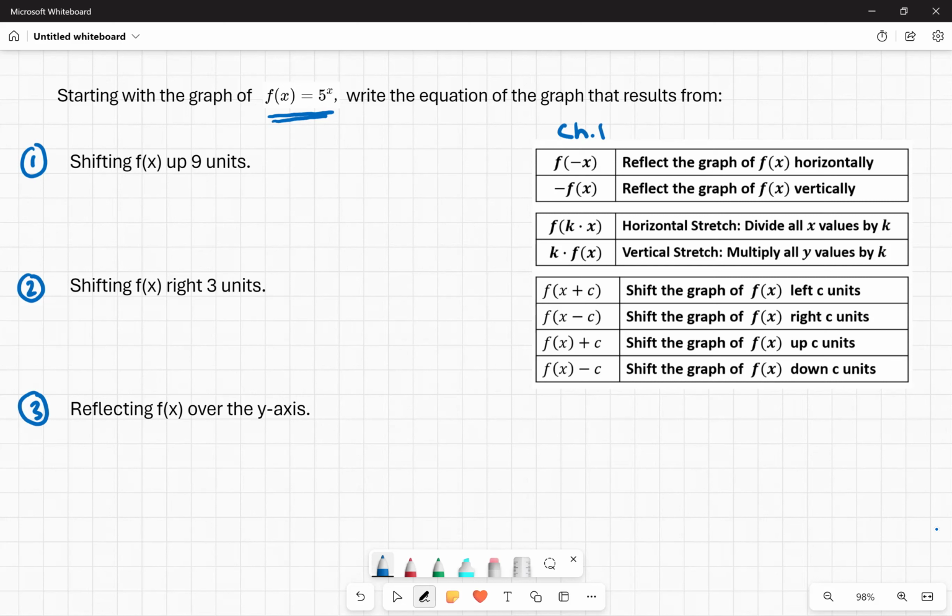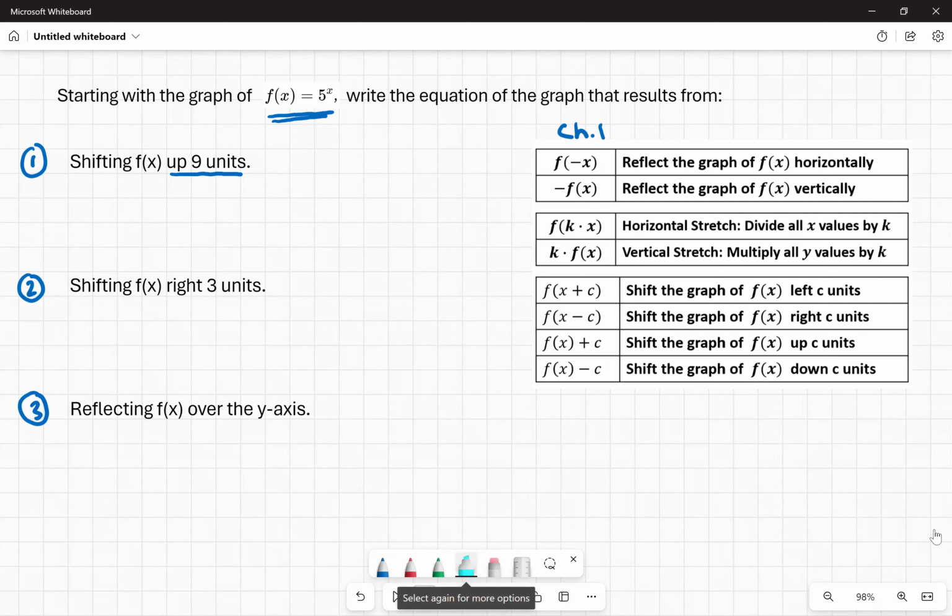Now, in this case, we want to come up with a new function that results from a transformation. So the first one, we're going up by 9 units. The next one, right by 3 units. The next one, reflecting over the y-axis. All right, so let's start with the first one.